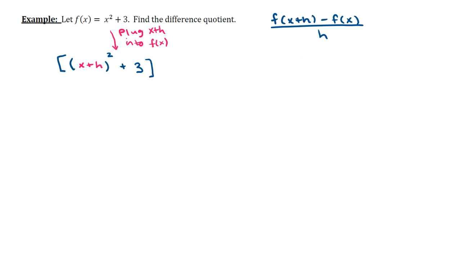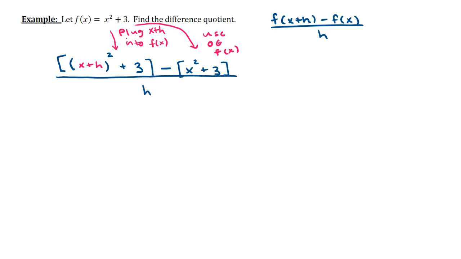So to review, what I did was plug x plus h into f of x. Now what we're going to do is write the minus sign to represent the subtraction part at the top of the difference quotient definition, and I'm going to open up another set of brackets, and in this set of brackets I'm going to put the original expression for the function, which is x squared plus 3. So I'm going to use the original or OG function, or maybe just f of x. Now all of that has to go on top of h.